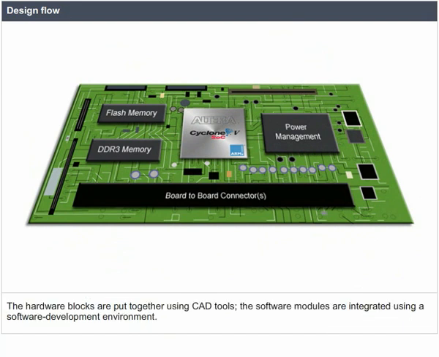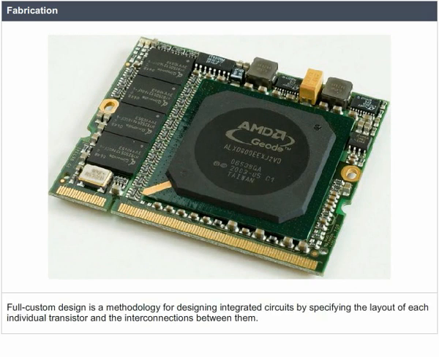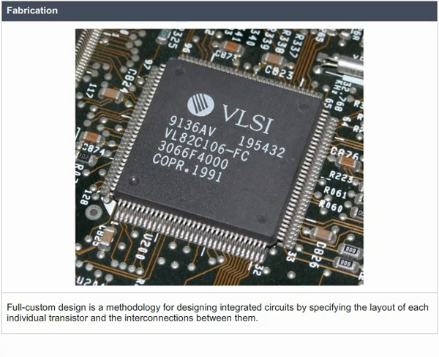The hardware blocks are put together using CAD tools. The software modules are integrated using a software development environment. Fabrication. SoCs can be fabricated by several technologies, including full custom design, which is a methodology for designing integrated circuits by specifying the layout of each individual transistor and the interconnections between them.